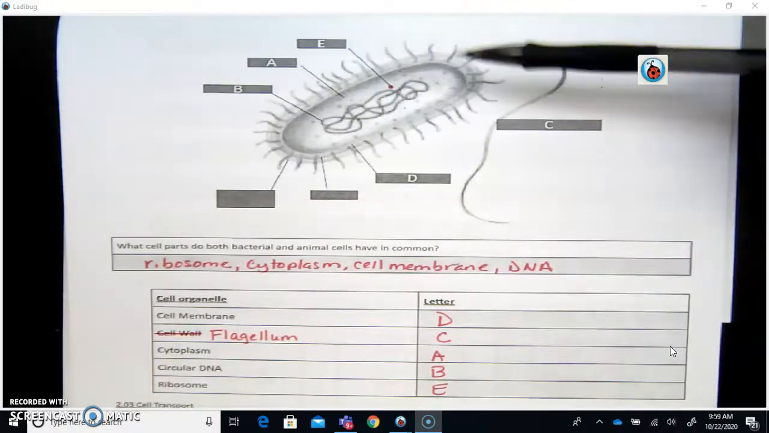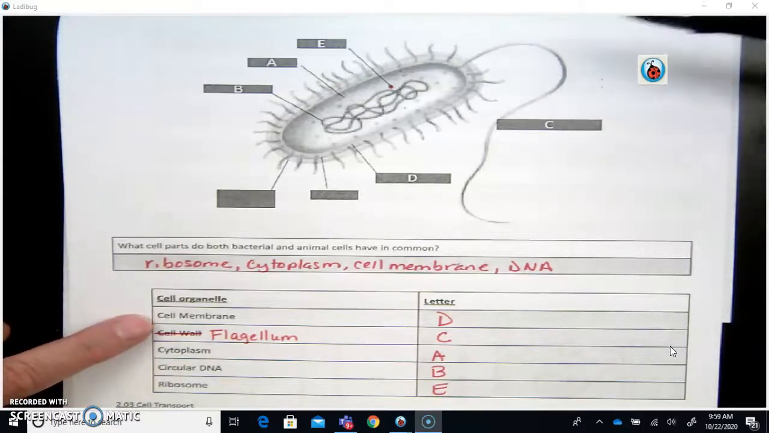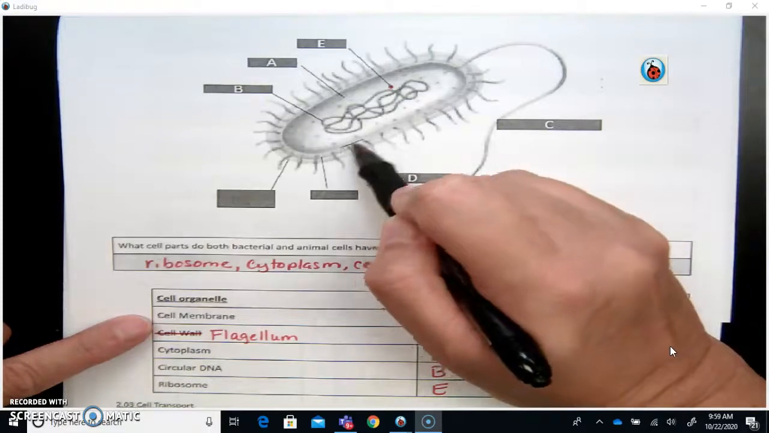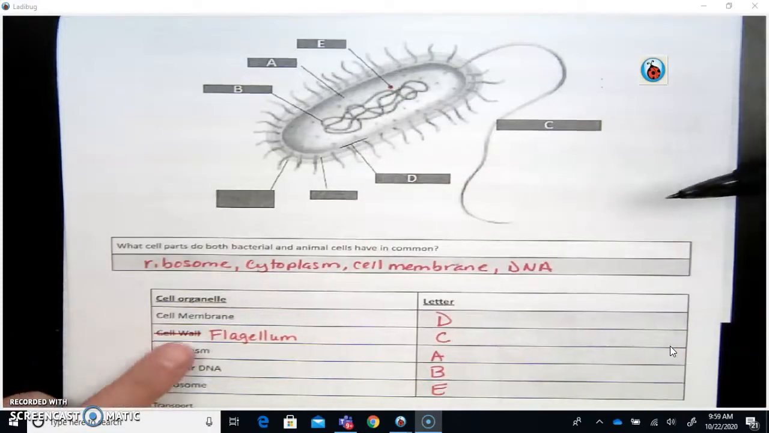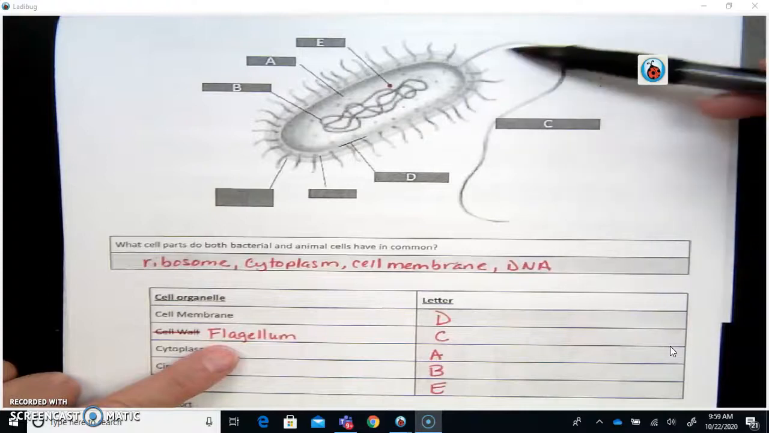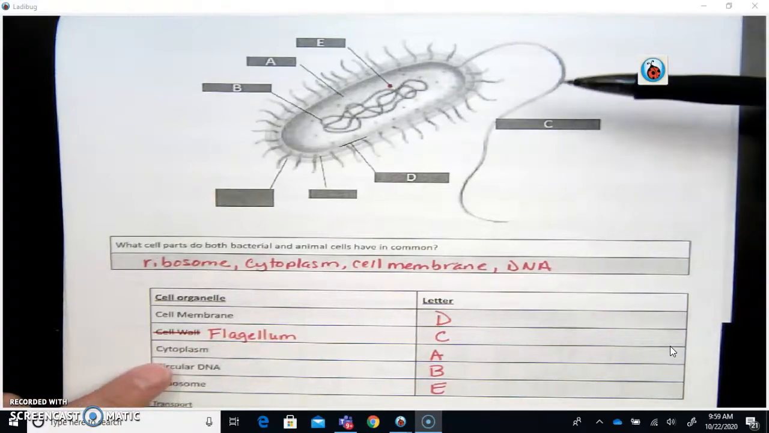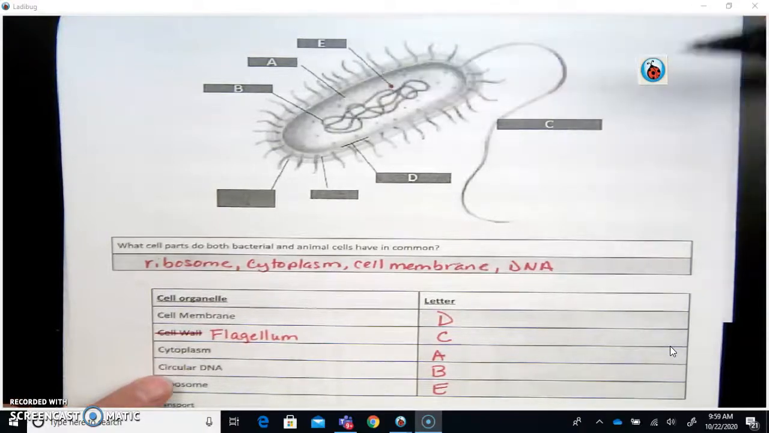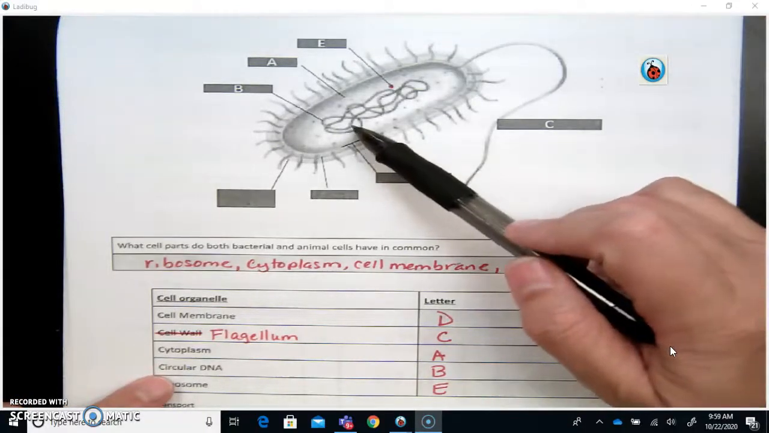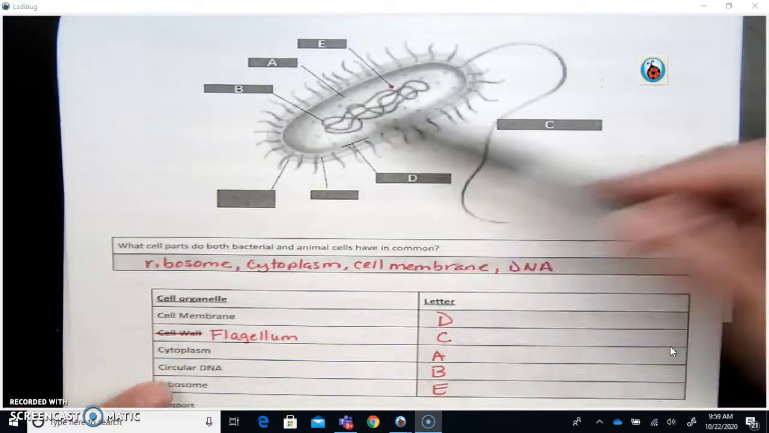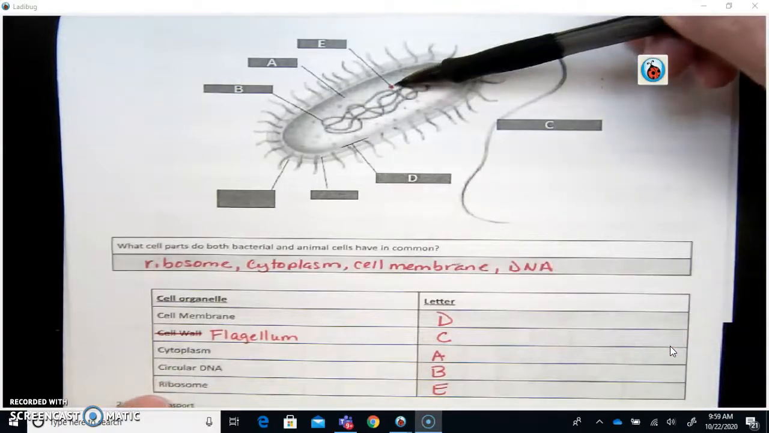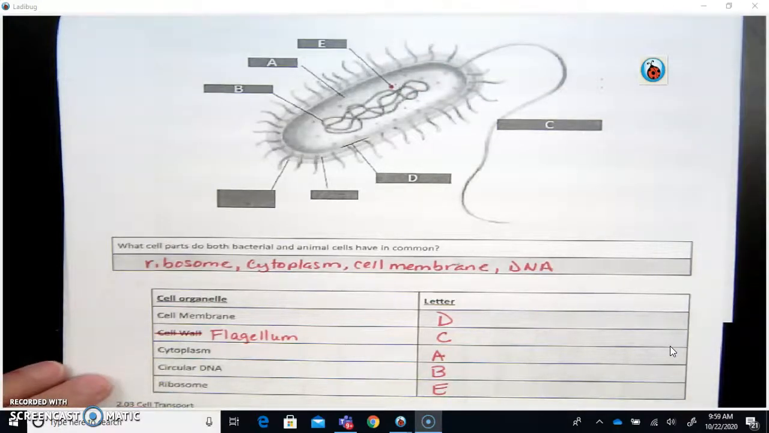So when we're looking at the parts of a bacterial cell, the cell membrane is D. That's pointing to this structure right in here. Cross out cell wall and put flagellum. This long whip-like structure that's going to be used for movement is a flagellum, and some bacteria have those, some don't. The cytoplasm is A. The circular DNA, remember that the DNA in a prokaryotic cell is not inside the nucleus, it's in just one big loop, that is B. And ribosomes, and I made the dot a little bit bigger, is E. Remember, ribosomes are found in all cells.